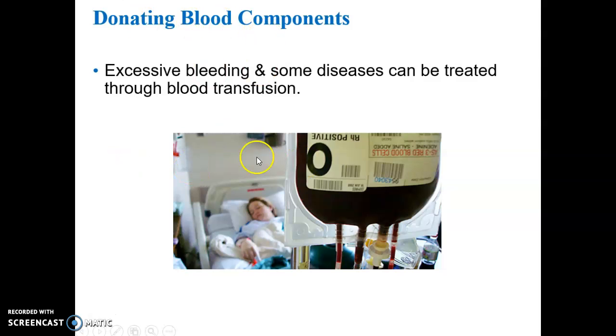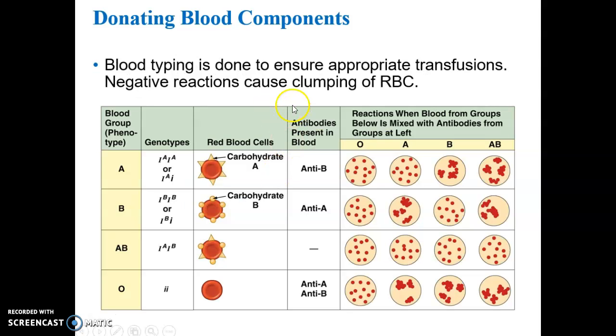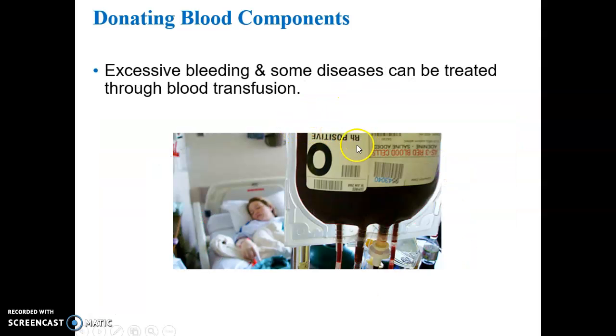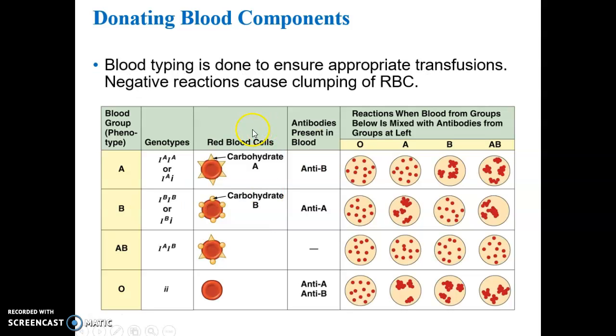So, donating blood. Excessive bleeding in some diseases can be treated through blood transfusions, which are relatively very safe and a common way of dealing with excess blood loss. However, notice on the bag here it says type O positive, and it's upside down, but O positive. That's a blood type. So the patient must be able to accept O positive blood, and we'll talk about how they determine that based on blood matching.